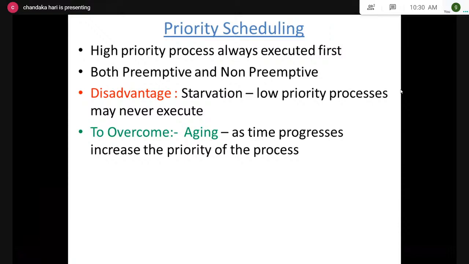CPU scheduling is the basis of a multi-programming operating system. By switching the CPU among processes, the operating system can make the computer more productive. The main objective of an operating system, whatever it may be, is to maximize the CPU utilization.